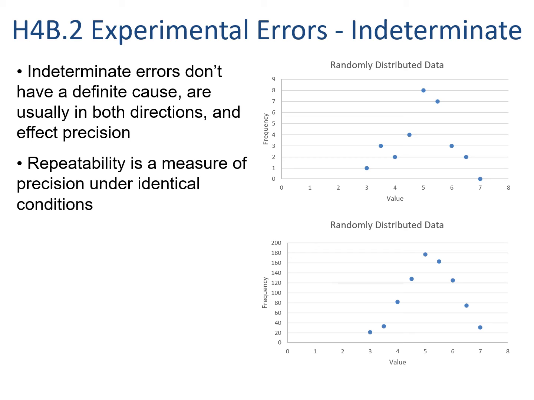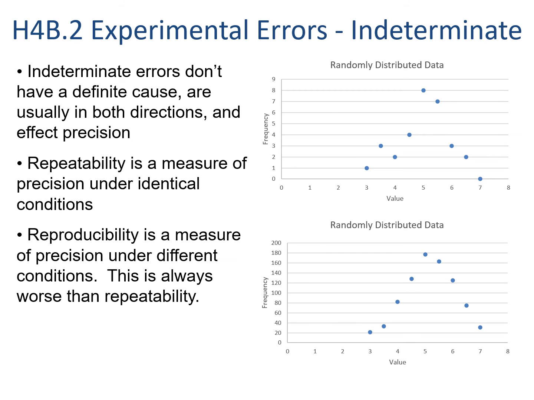We talk about two types of situations where we look at indeterminate error. The first is repeatability. If you did everything the exact same way, using the exact same equipment in the exact same space, you'd still get a variation. That variation is the repeatability. The lower it is, the more repeatable the measurement. If you took those measurements at a different time or in a different place or with different equipment, you would get a less precise measurement.